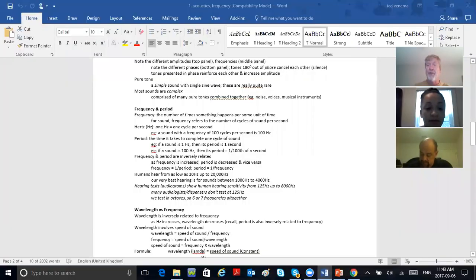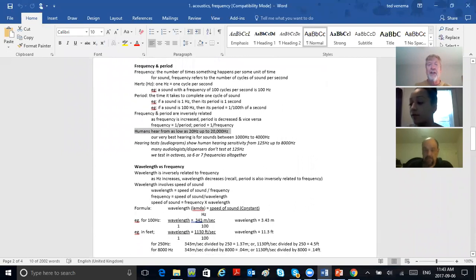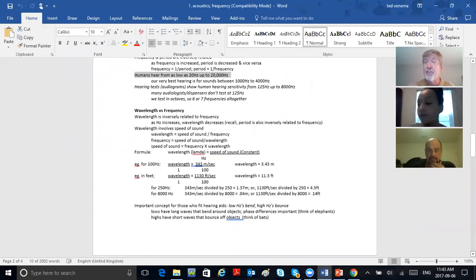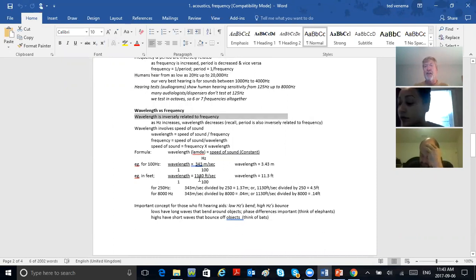Very good. Now let's move on in our notes to wavelength. Let's go down the page over here. You see wavelength versus frequency? So now we're not talking period so much. Now we're looking at the physical length, the length of the wave. Wavelength is also inversely related to frequency. Do you see the notes that I'm highlighting here?